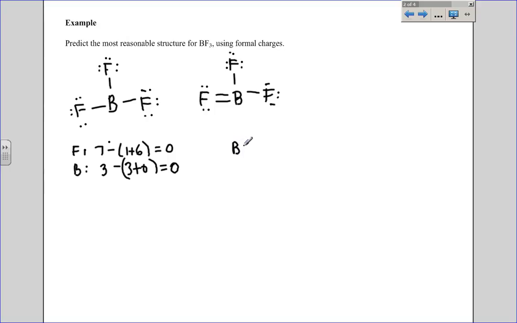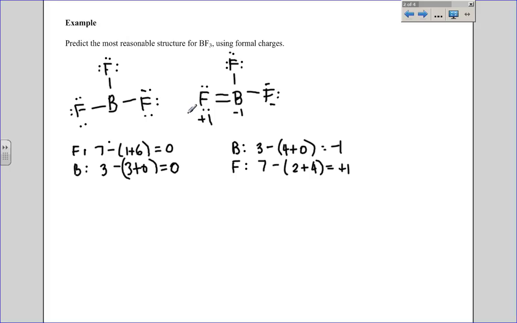In this structure, the boron starts with 3 valence electrons. We're going to subtract 4 bonds because we've added a double bond plus no lone electrons. That's going to give us a formal charge of -1. For these fluorines, they're the same as the other ones. They've got no formal charge. For the fluorine that's double bonded, we start with 7 valence electrons. We've got 2 bonds plus 4 lone electrons. So we have a formal charge of +1. So this, using formal charges, allows us to justify the fact that this is the more likely Lewis structure.